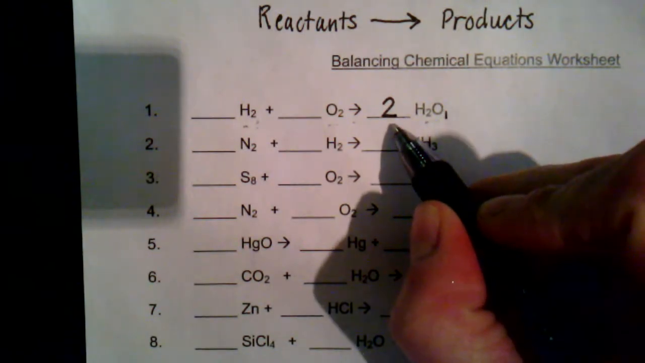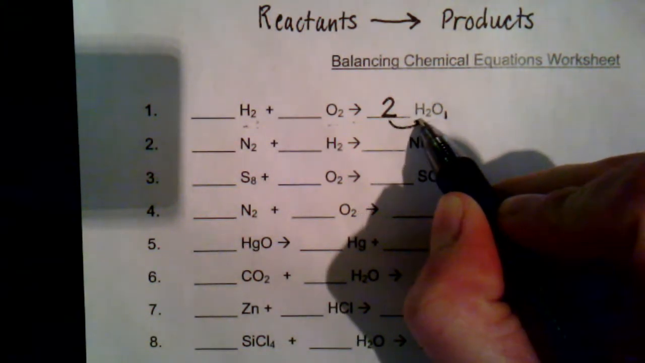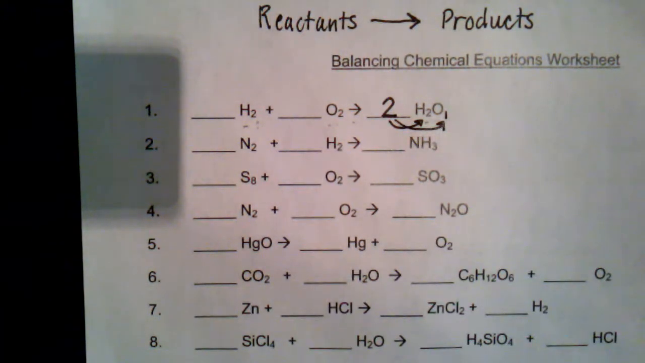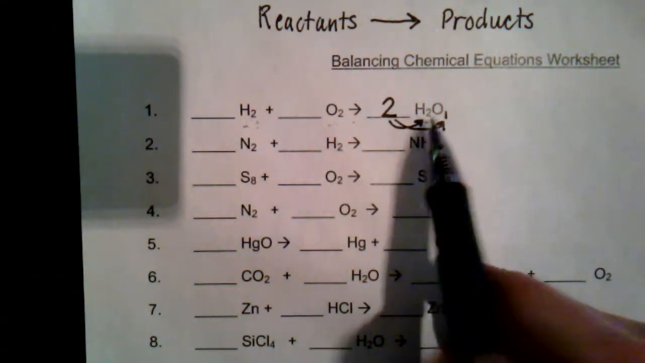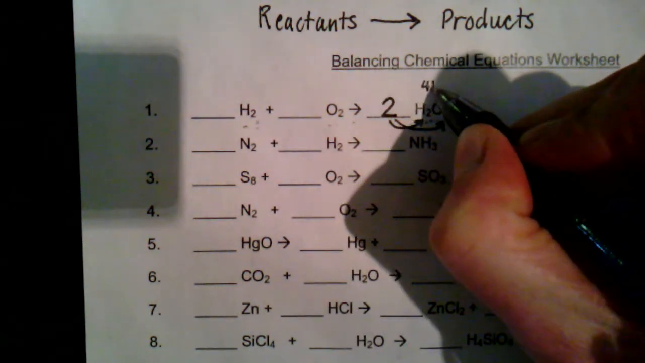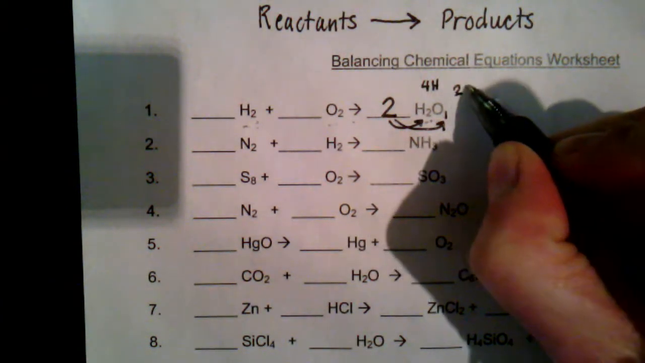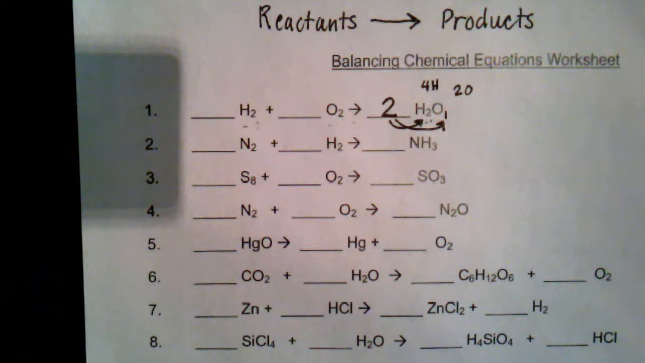That 2, therefore, multiplies through to everything in that chemical formula. You can't split the chemical formula up. So now we have 2 times 2, which is 4 hydrogen, 2 times 1, which is 2 oxygen. Okay?